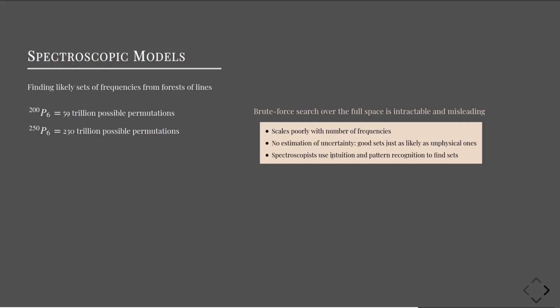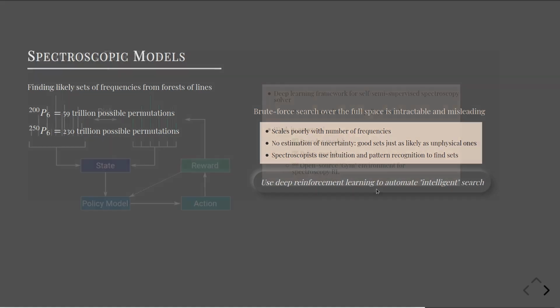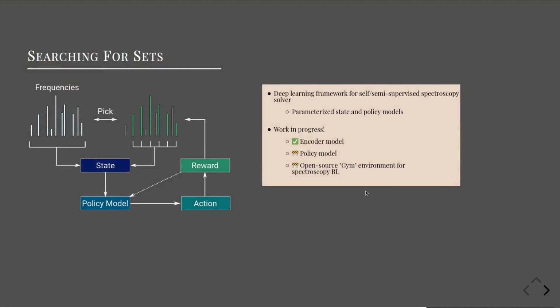What we'd like to do instead is mimic how spectroscopists solve the problem, which is to combine intuition and pattern recognition to find sets within your unknown frequencies. And so we're going to try and use deep reinforcement learning to automate an intelligent way of strategically assigning spectra in an automated fashion. The motivation behind this framework is to have a computer do what a trained spectroscopist would do, to look for patterns in the spectra and to decide whether or not to add a frequency or remove a frequency from the set and eventually converge onto an answer.